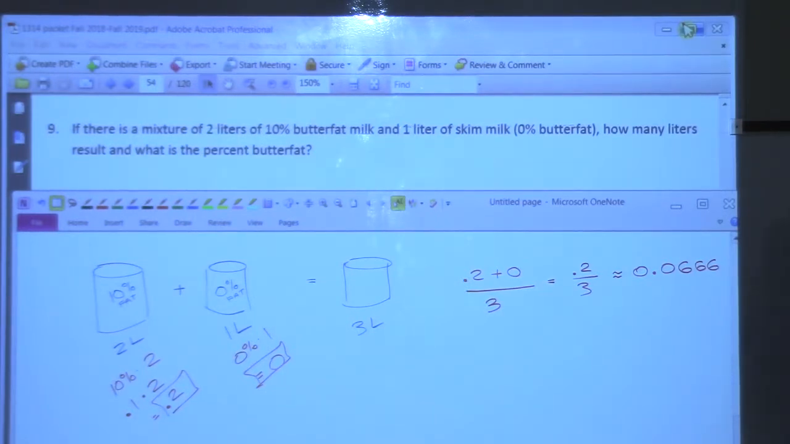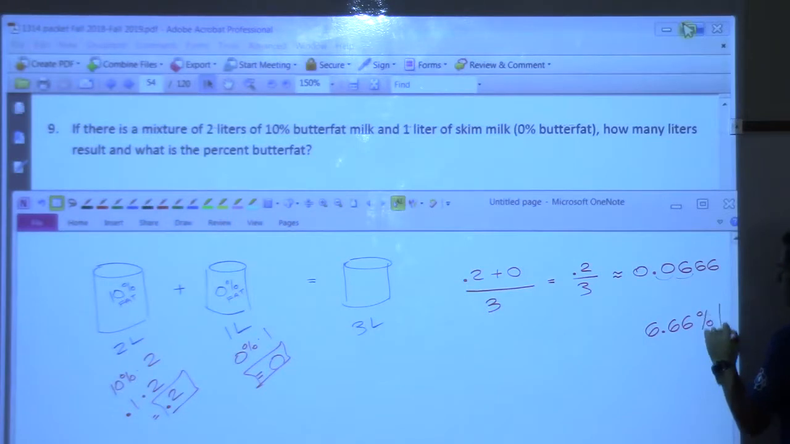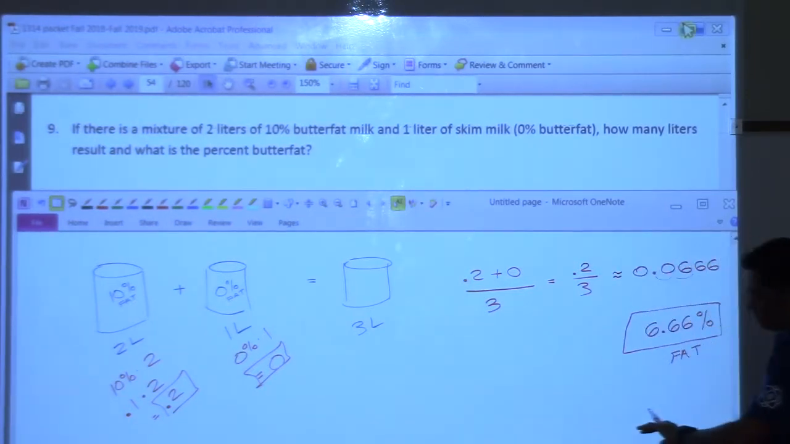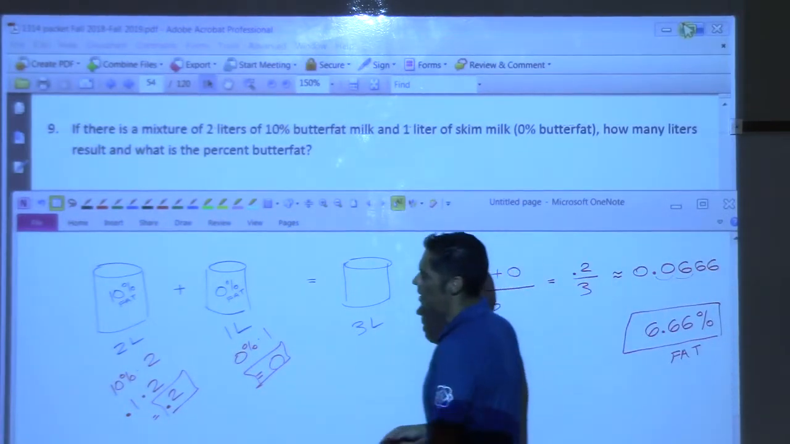Okay, right? Now, Becca, this is our answer, but it says, how many liters result and what's the percent? So we want to convert this to a percent now, right? Move it 1, 2, right? So we'll just say 6.66%. 6.6% fat. Understand how this works?